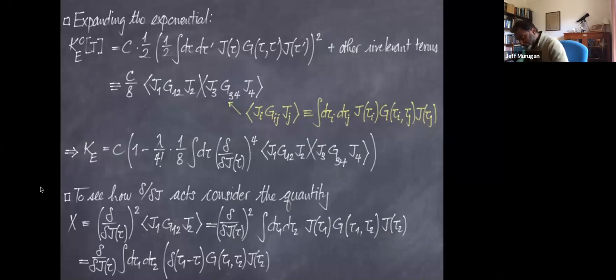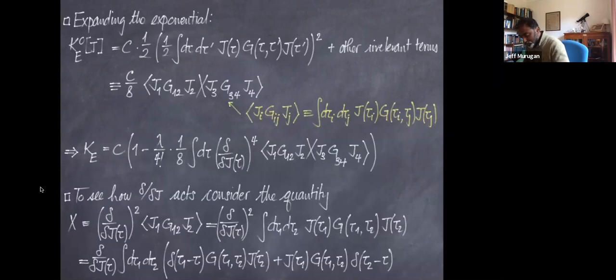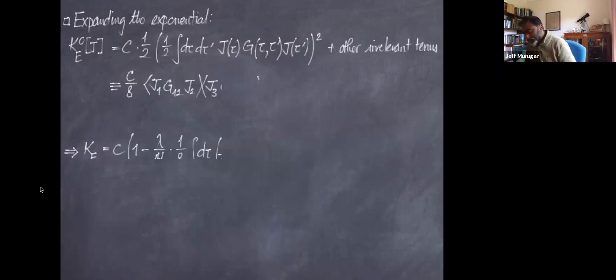The second term is a j of tau 1, g of tau 1, tau 2, delta of tau 2, say, minus tau. It doesn't really matter because the Dirac delta function is even in its arguments as such. Okay.